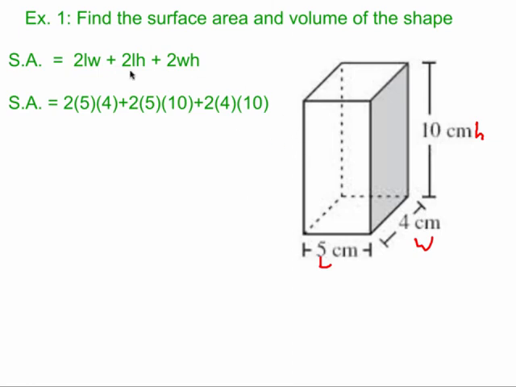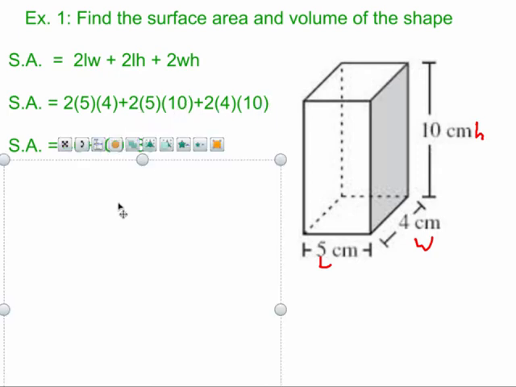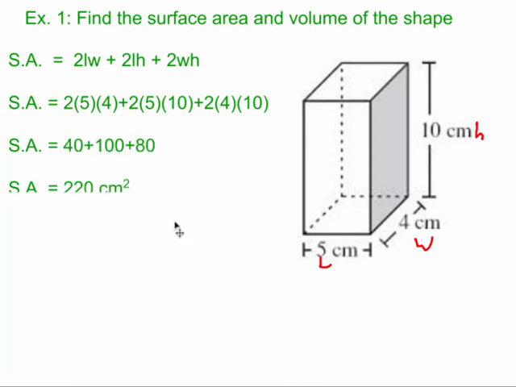All right, so I've just plugged my values in, and now I just simplify this expression. 2 times 5 times 4 is 40, 2 times 5 times 10 is 100, and 2 times 4 times 10 is 80. Add all those up, and I get 220. And then my units are always squared for surface area because it's an area problem. So it's 220 centimeters squared. So that is the area of each side of this shape added up.